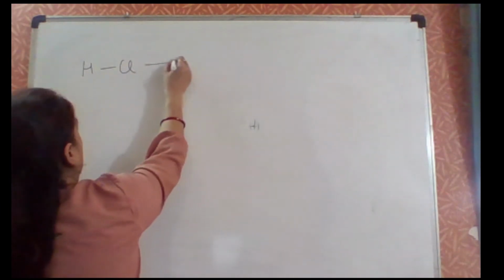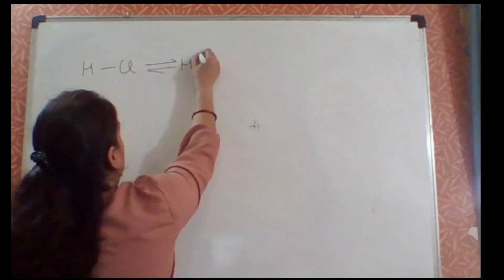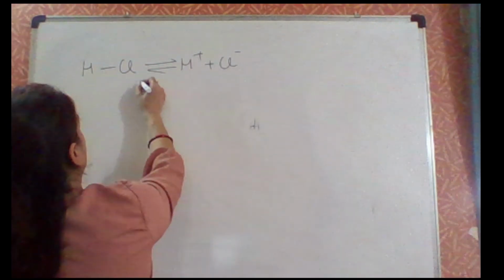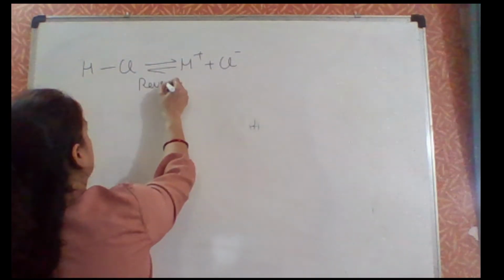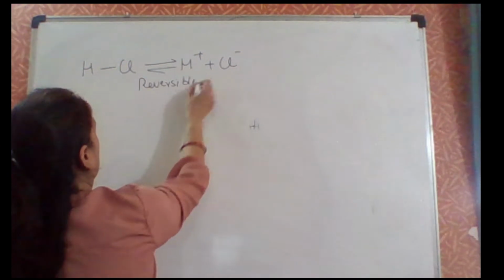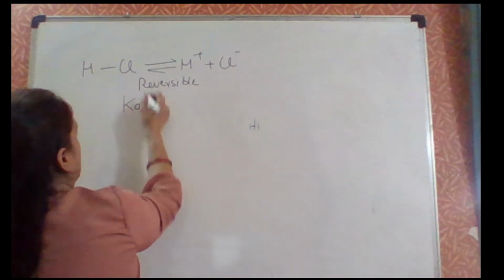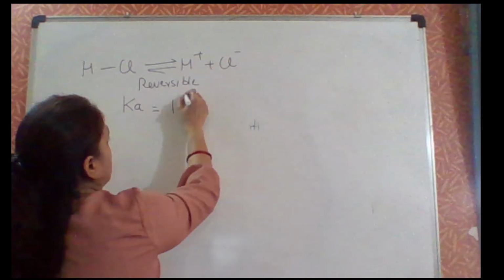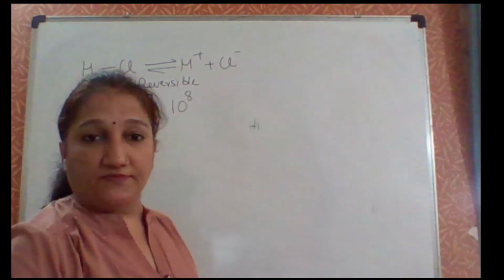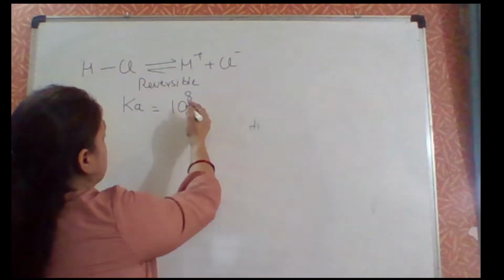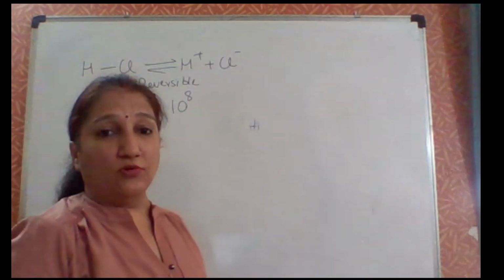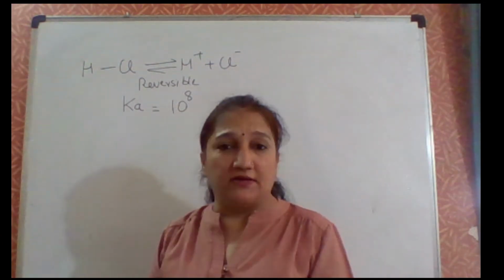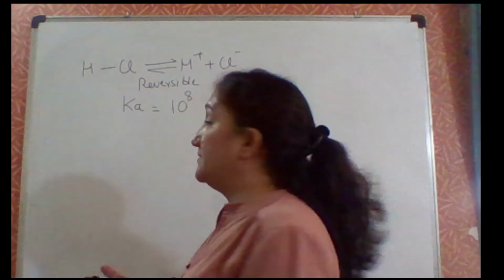HCl dissociates spontaneously to hydrogen and chloride. This is a reversible reaction. Writing the dissociation constant of this acid, it is found to be 10 raised to the power 8. Of course, this value is found or calculated experimentally. Just by looking at the reaction, you cannot figure out its Ka value, right?